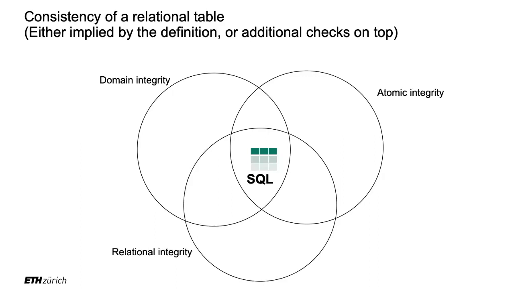Okay. And now I would like also something else, ideally, in my mathematical abstraction of the relational model. I would like the ability to speak about some sort of rules that must be respected, and I need to speak about them in a way that is mathematically captured. These three things that I want to enforce in a relational table are domain integrity, atomic integrity, and relational integrity. And I'm going to explain what they actually mean.